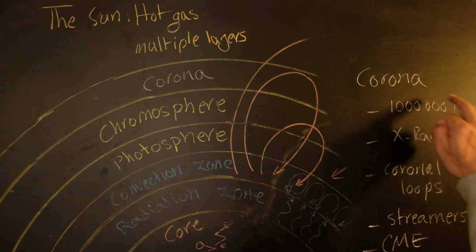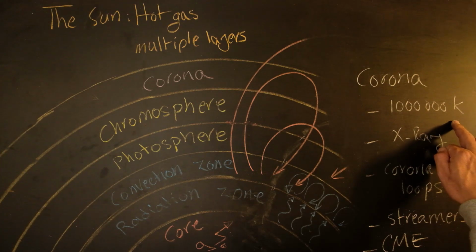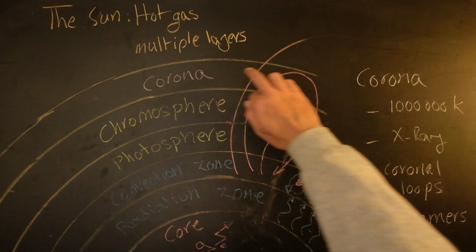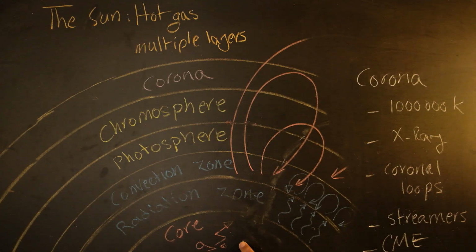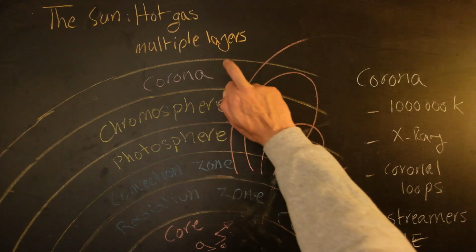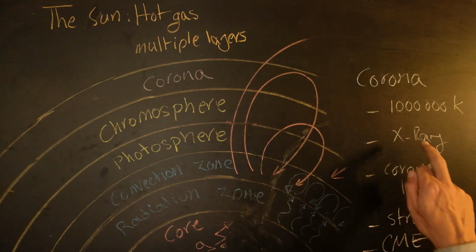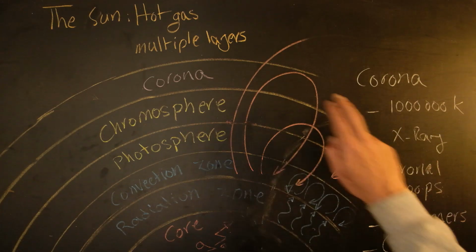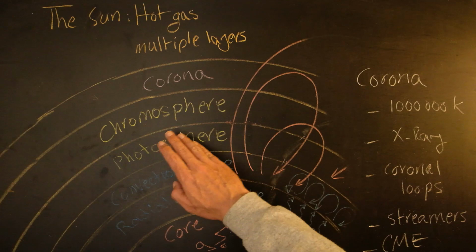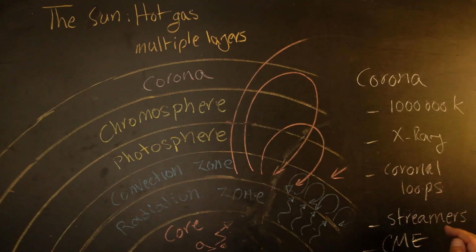For corona, we have high temperature. Be careful, this is not the hottest layer. The hottest layer is the core. Second hottest layer is the radiation zone. Third hottest layer is corona. We have X-ray because it's extremely hot. We can have X-ray from corona, but we don't have X-ray from chromosphere or photosphere.